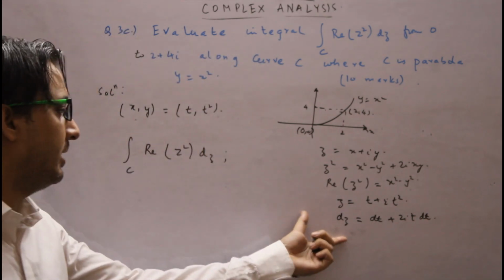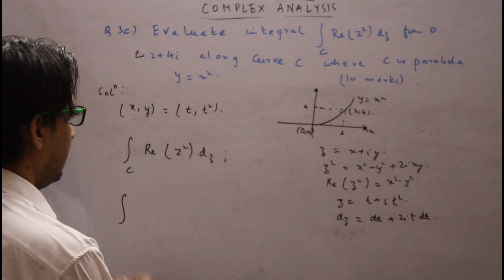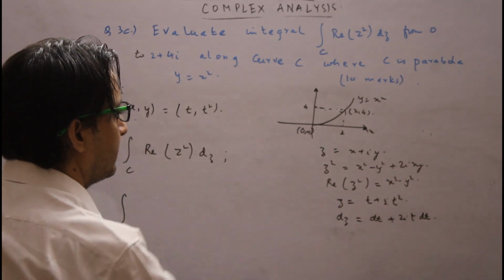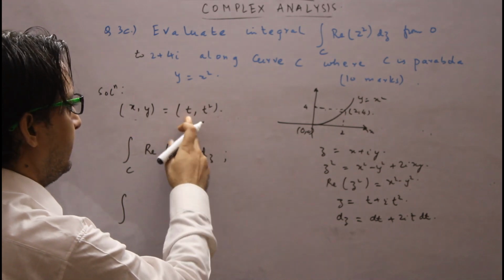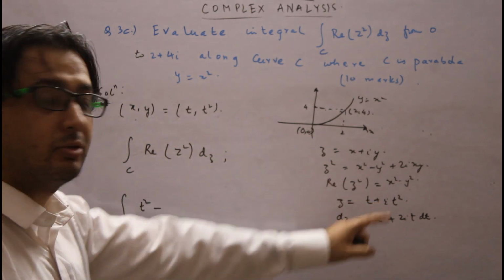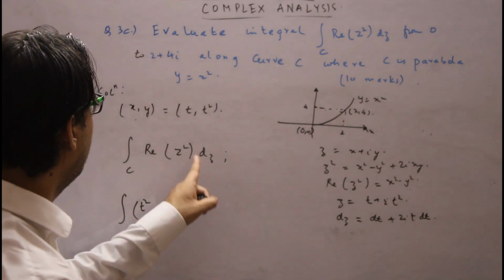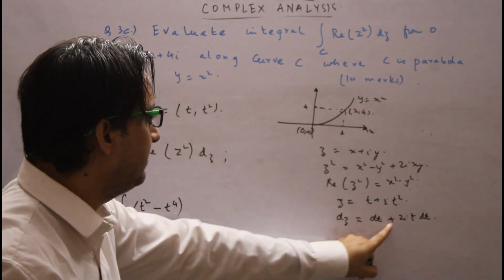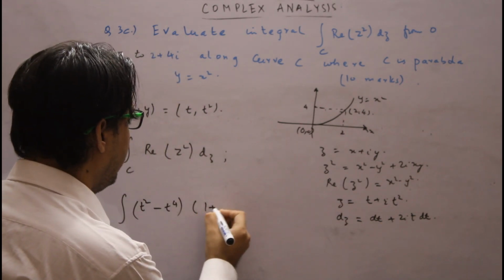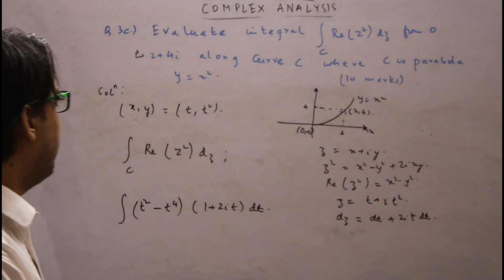What I have done is just change everything to a parameter t, so this will be a simple line integral. And what is the value of the real part of z square? It is x square minus y square. So I put the value of x as t, so x square is t square. And what is the value of y? t square, so y square is going to be t to the power 4, dt. We are going to write that. Now what is dz? dz is dt plus 2it dt. So I will take dt common: (1 plus 2it) dt. Now I am only left with my parameter t.